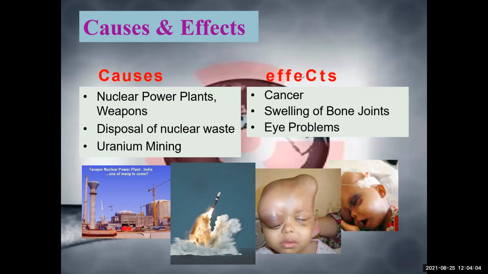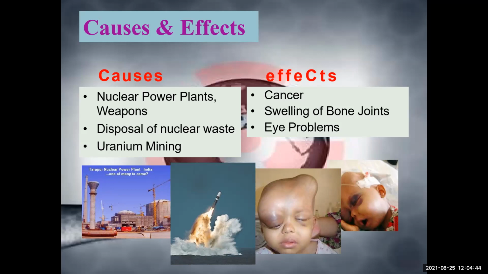The effects are cancer, swelling of bones, joints, and eye problems. Okay, these are the effects. It occurs when there is a deposition of radioactive materials in the atmosphere or environment, especially where accidents present an environmental threat. And the effects are cancer, swelling of bones, joint and eye problems. These are the effects.